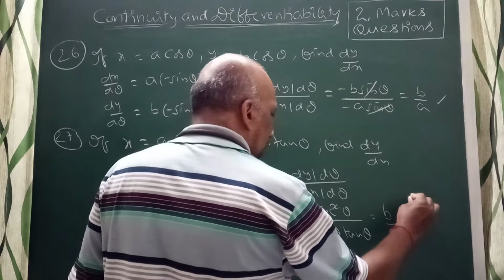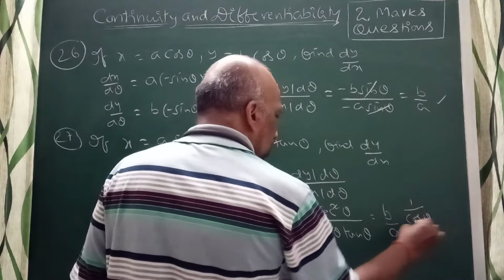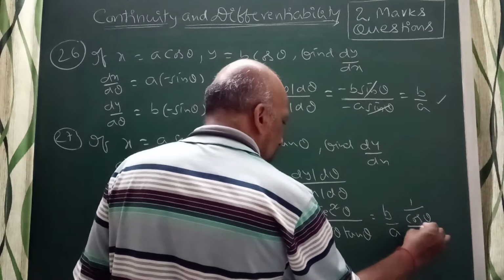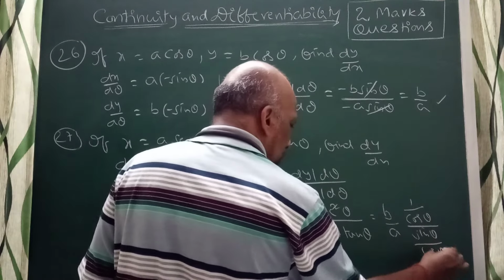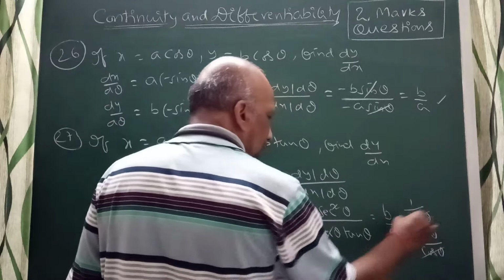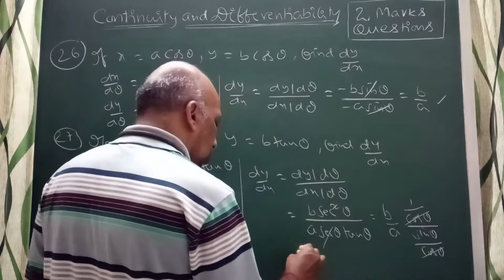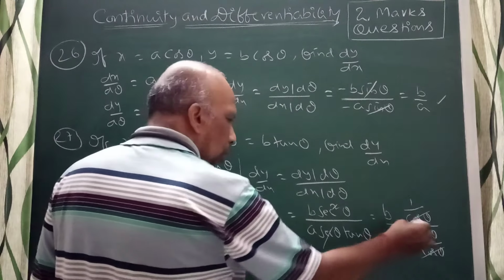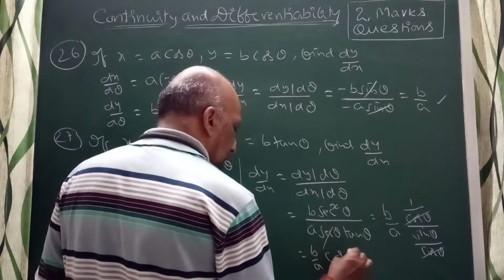I can write b by a, secant theta is 1 by cos theta, by tan theta, sin theta by cos theta. Correct. Cos theta gets cancelled. So this result will become b by a, 1 by sin theta, which means cosec theta.